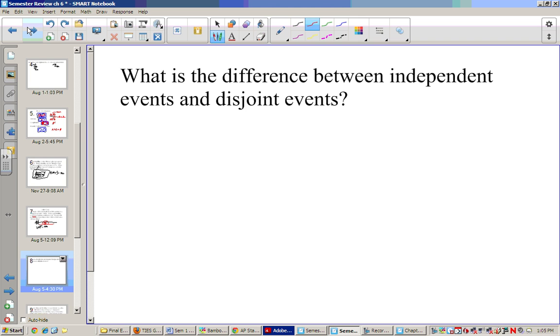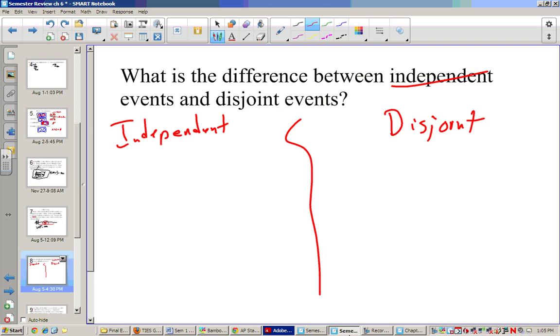What is the difference between independent and disjoint events? These are two words that people confuse a lot. Independent, struggling to spell it, and look, it's just up there. Disjoint, have a hard time spelling and talking, I guess. Disjoint are two things that have nothing in common. There's nothing that is in both data sets.